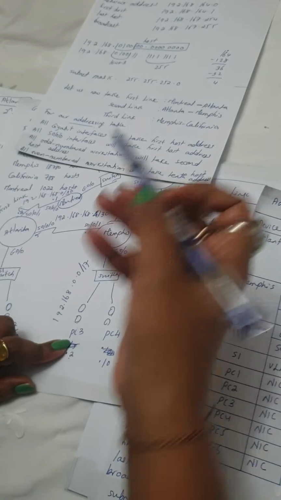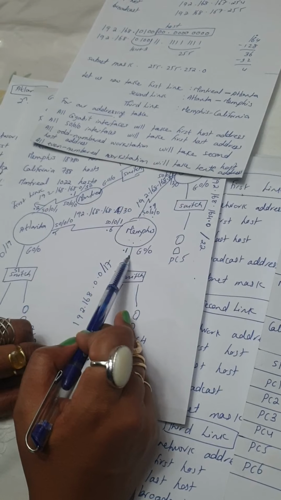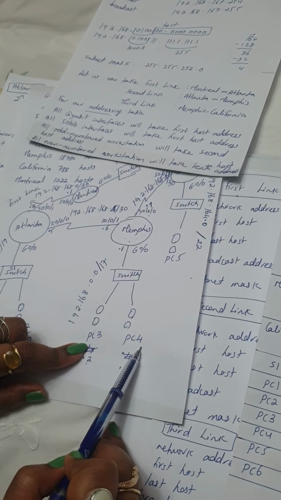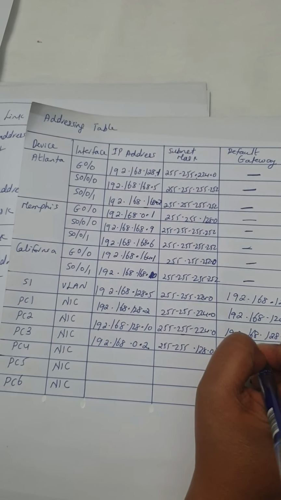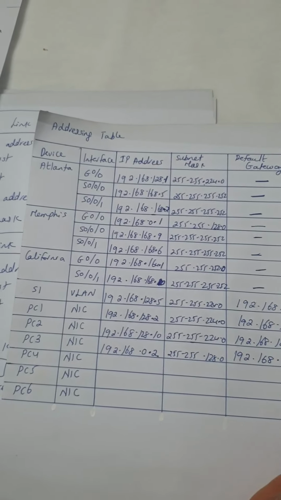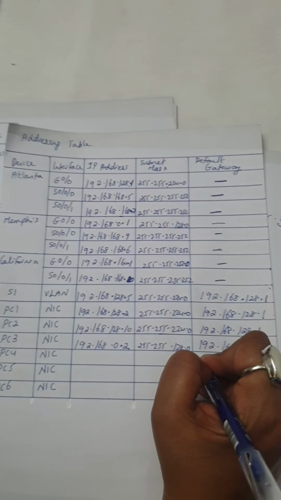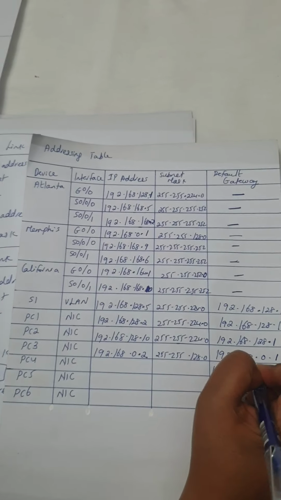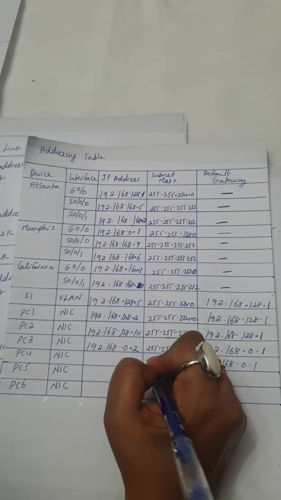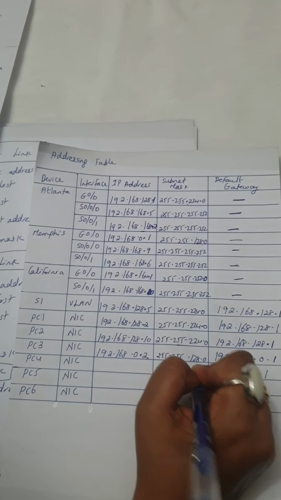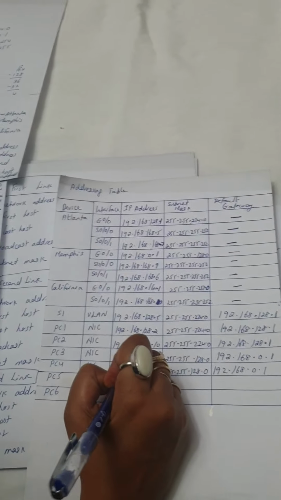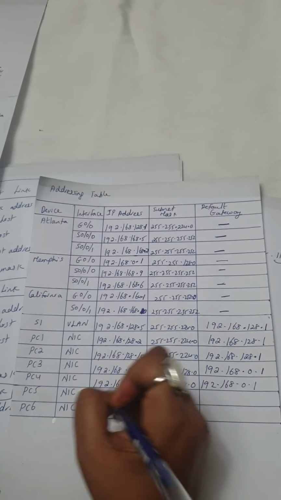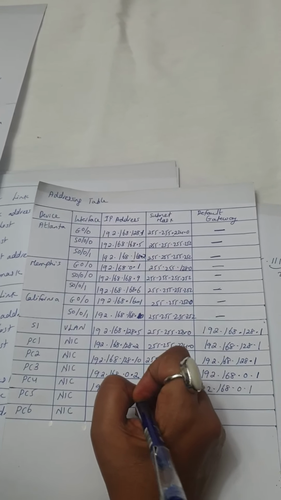It's Memphis. So it has to go through this interface, gigabit 0/0. So this becomes the gateway for this switch, for PC3 and PC4. So here the gateway would be 192.168.0.1. PC4 is in the same network, so the gateway is the same, the subnet mask is the same. Now it's an even number, it's .10, 192.168.0.10.